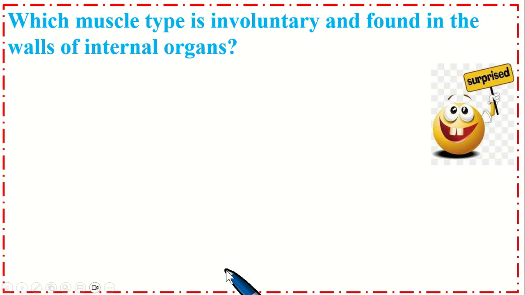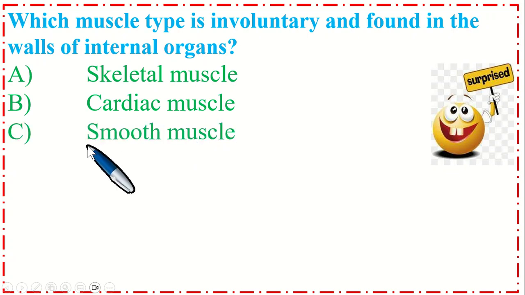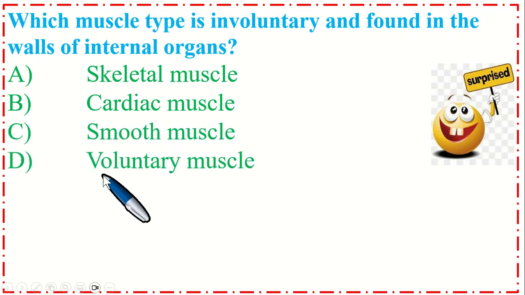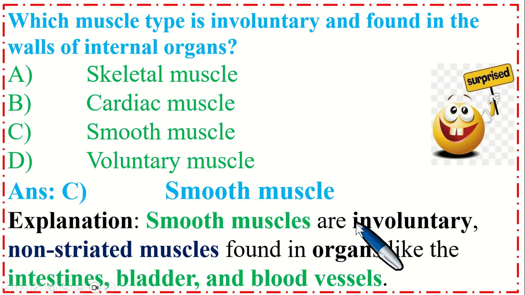So this is a very important MCQ. Which muscle type is involuntary and found in the walls of the internal organs? Option A, skeletal muscle, B, cardiac muscle, C, smooth muscle, and option D, voluntary muscle. So the correct option is C, smooth muscle. Smooth muscles are involuntary, non-striated muscles found in organs like intestines, bladder, and blood vessels.